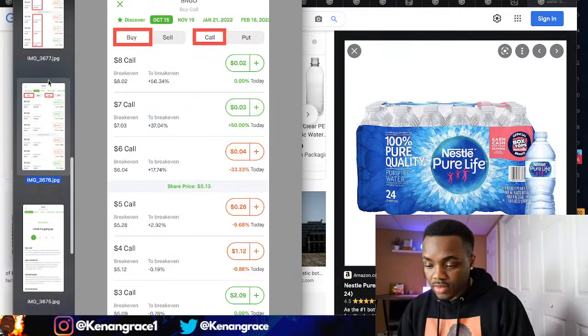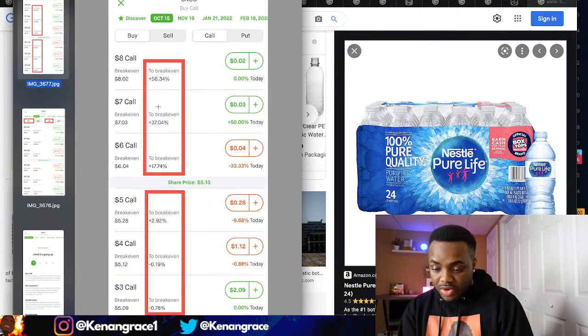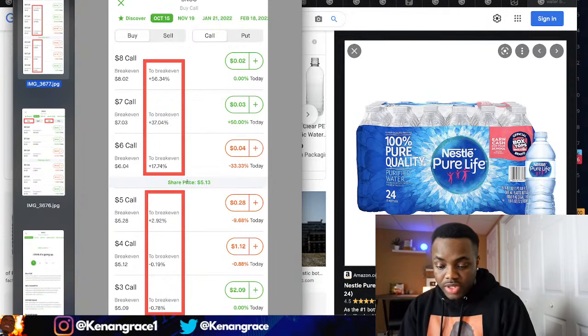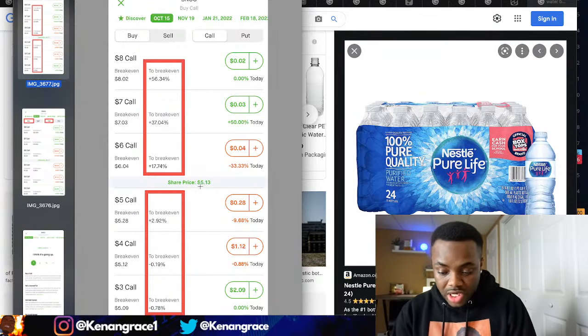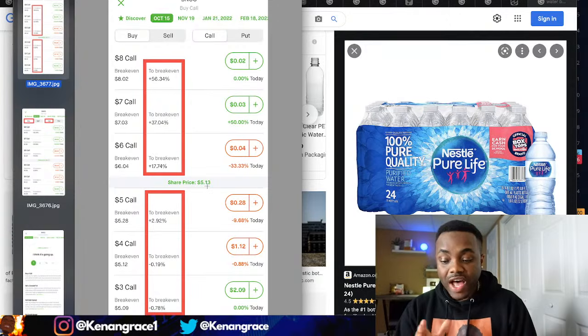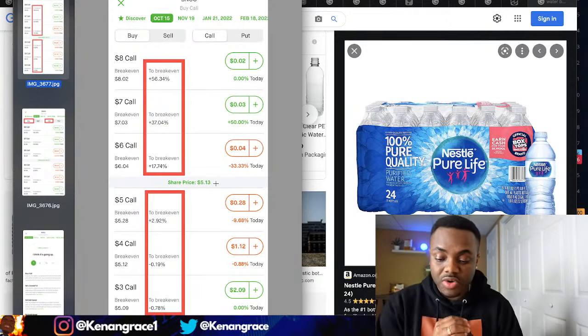Okay. Now, these rectangles are the break-even prices. Notice they're split here. In the middle, this is called at the money. And currently it shows you the share price of $5.13 per share. Every share of BNGO is $5.13.